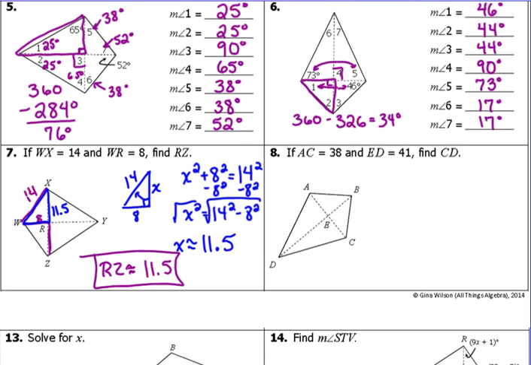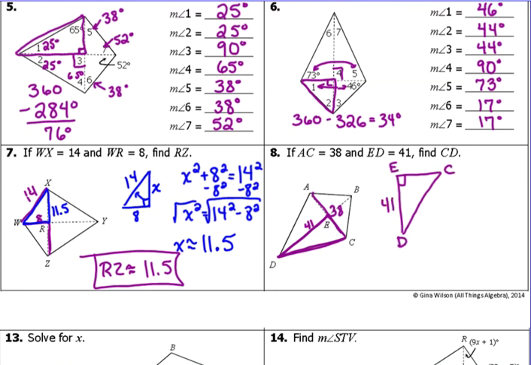Okay, let's look at number 8. If AC is 38, so from here to here is 38. From E to D is 41. Find CD. So we've got another little right triangle going on here. I'm going to draw it. I'm going to change its orientation just a little bit. Here's E, here's C, here's D.